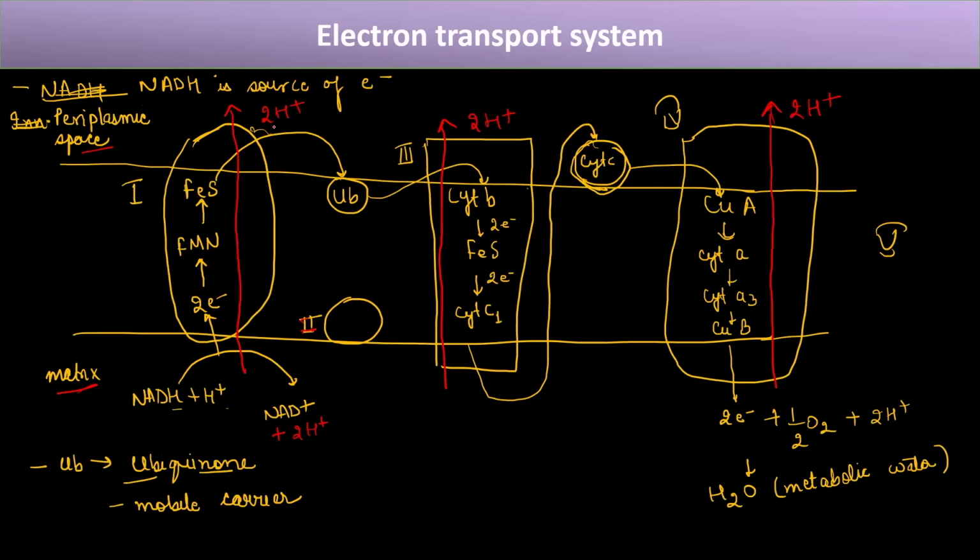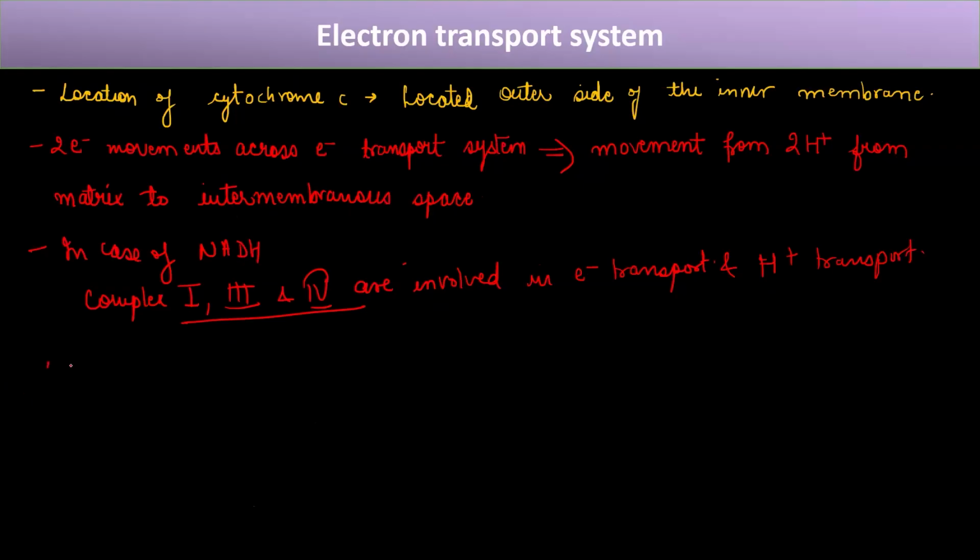We can see it leads to the movement of two hydrogen ions here, two hydrogen ions here, two hydrogen ions here. So one NADH leads to the transfer of six hydrogen ions from the matrix to the intermembranous space, which I'm representing by IMS. Okay, so this is what happens in the case of NADH.